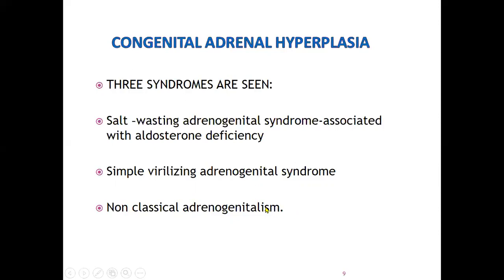Salt wasting is absent in this one because aldosterone and cortisol levels are normal. However, adrenal androgen levels are slightly elevated, which results in mild androgen excess in childhood or adulthood. These are the 3 forms, and we have to differentiate clinically for proper diagnosis between these forms, which we will be discussing in the next slides.